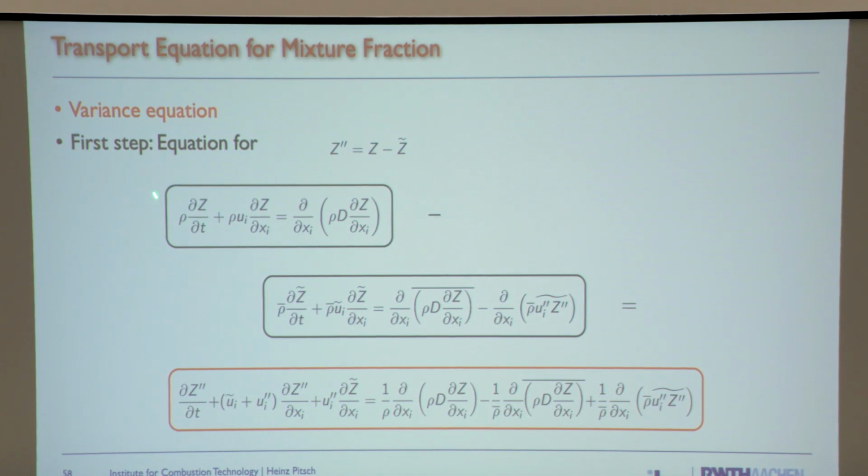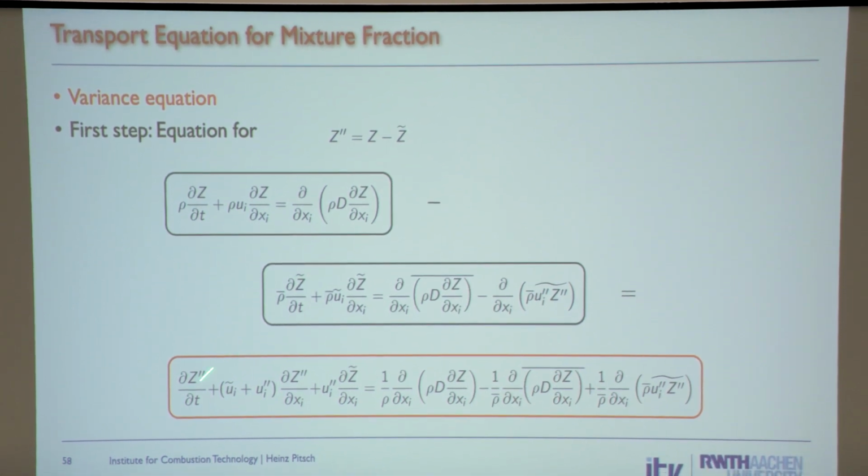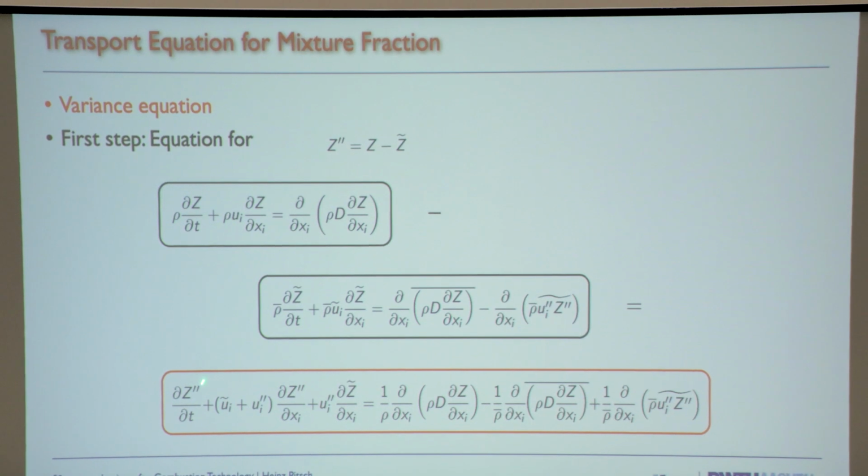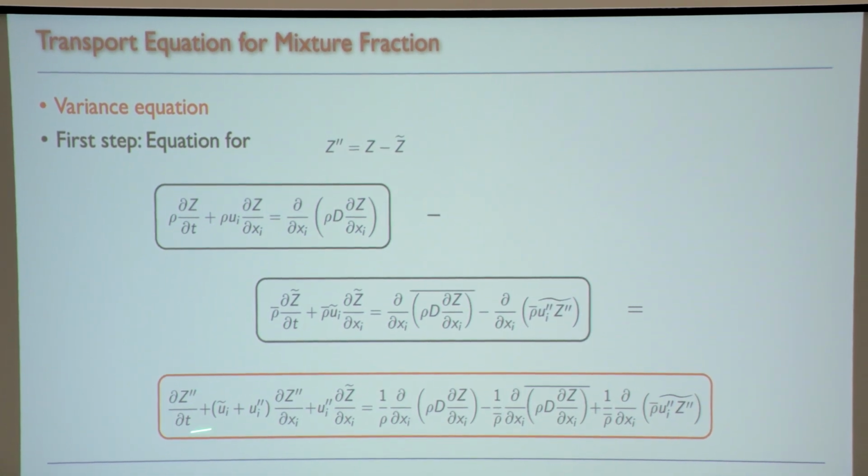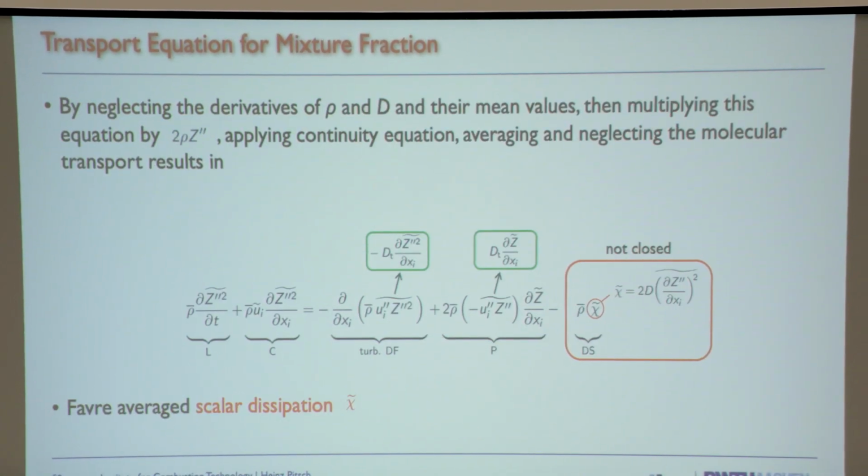You just take the local instantaneous equation. You subtract the mean equation, that gives you an equation for the fluctuation. You multiply this with the fluctuation and average it, and that gives you an equation for the variance. It's relatively easy to derive this. This variance equation is basically, for the scalar, the same as the kinetic energy was for the momentum, right? And so it has also similar terms.